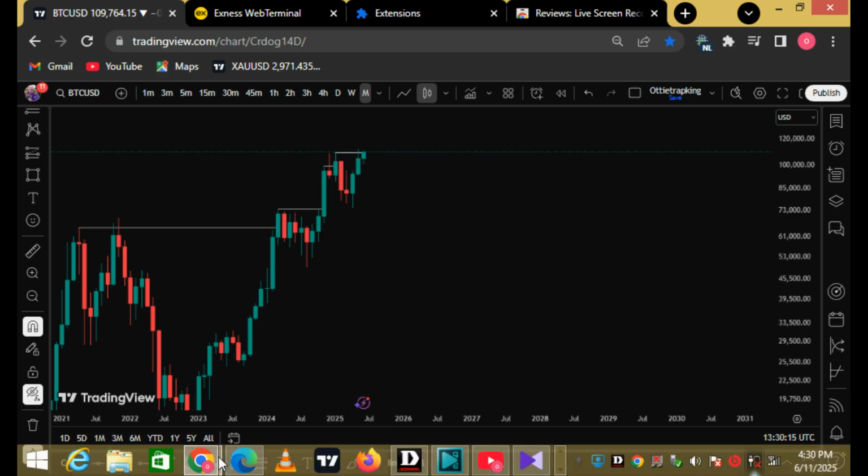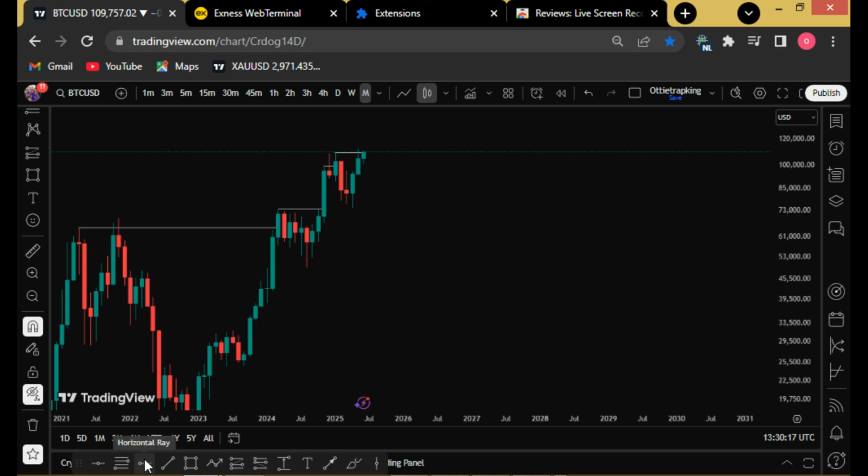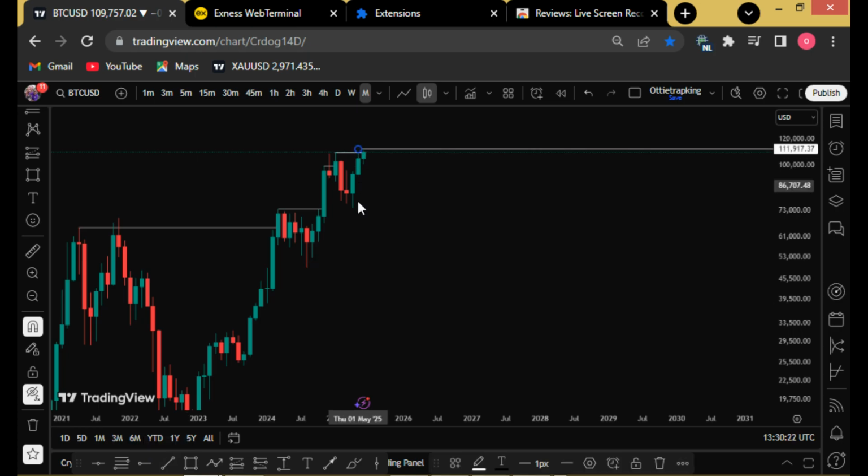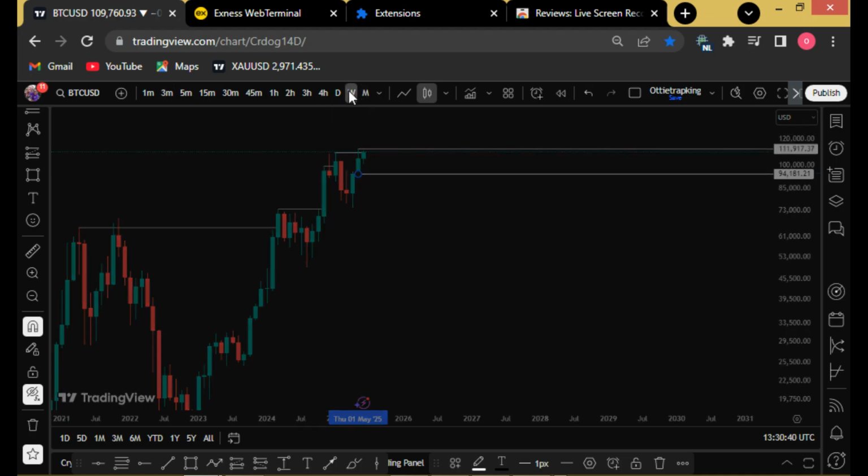So if I mark this high here and I mark the whole candle, I'm going to see what was happening during the last month, what was happening inside this candle. So I want to oversee it on the weekly time frame.